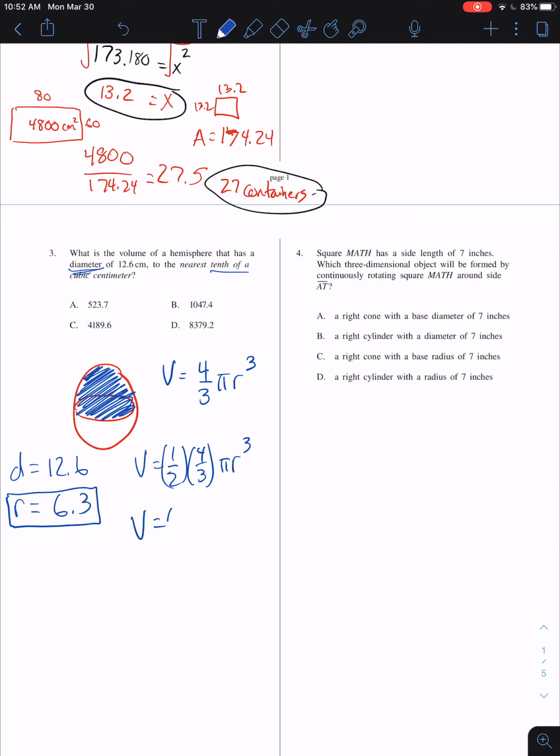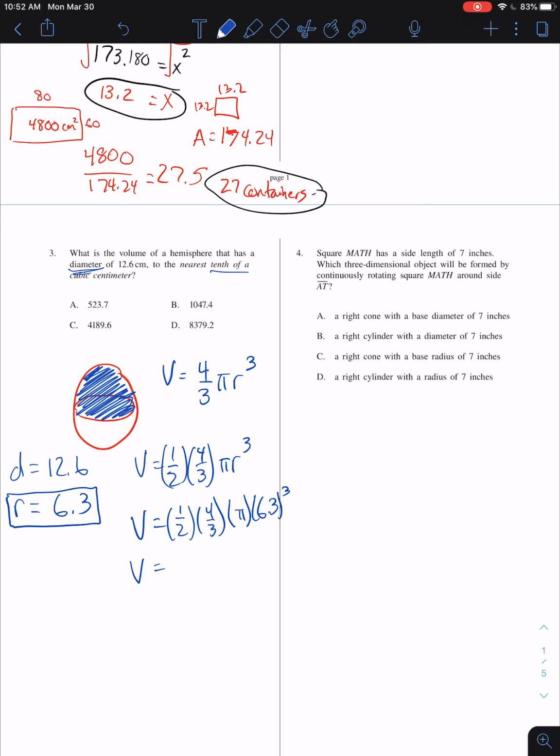So the volume is equal to 1/2 times 4/3 times pi times 6.3 to the third power. And we can plug all of that into our calculator. Okay, make sure you have parentheses. And when we multiply all this together, we will get our answer.